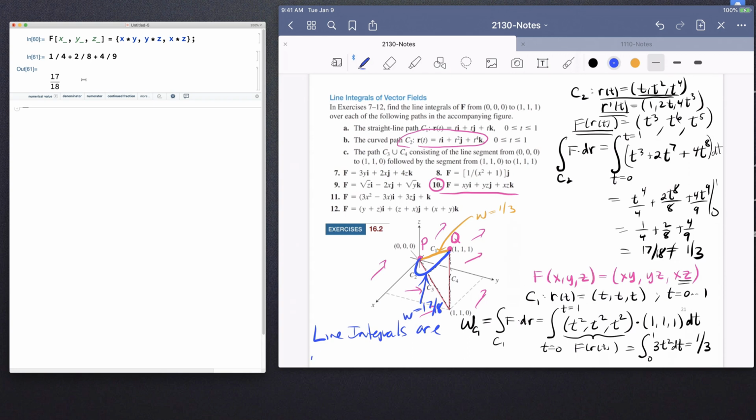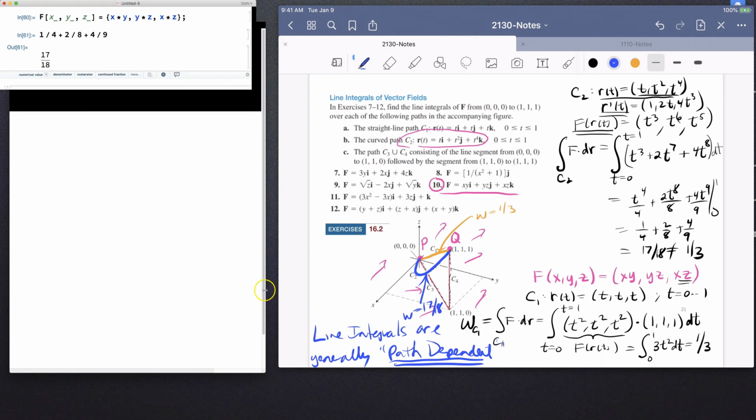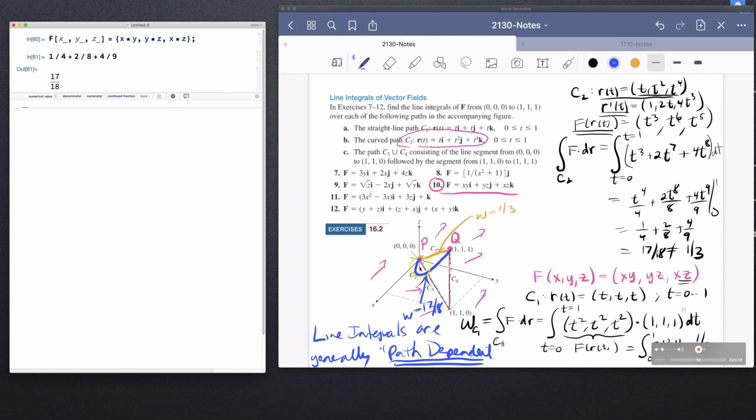are generally what is called path dependent. The amount of work it takes to move along a path depends on the path itself, okay? And that is because the vector field could be doing very different things in different parts of space.